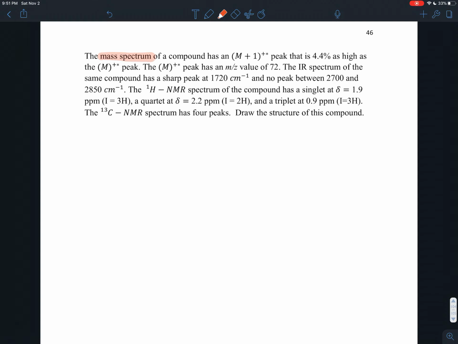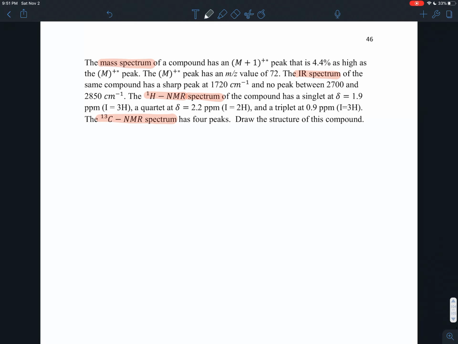They give us information from a few different sources. First we have the mass spectrum, second we have the IR spectrum, third we have the proton NMR spectrum, and fourth we have the carbon-13 NMR spectrum. Those are the four sources of information. From the mass spectrum, we're going to get the molecular formula. From the IR spectrum, we're going to get the functional groups. From the H1 NMR and carbon-13 NMR spectrum, we're going to get how the atoms connect.